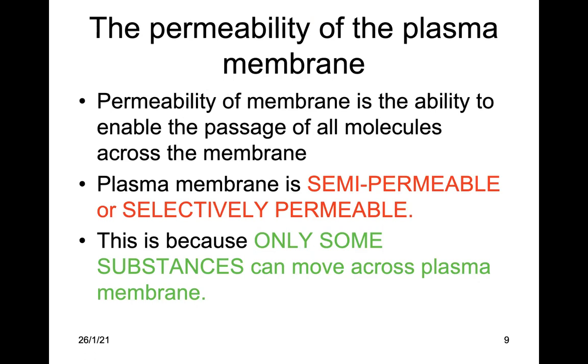Okay, but the plasma membrane is not fully permeable. So we can say that the plasma membrane is semi-permeable or selectively permeable. Why? Because it only allows certain substances to move in or out across the plasma membrane. It means that not everything can get in or get out of the cell.